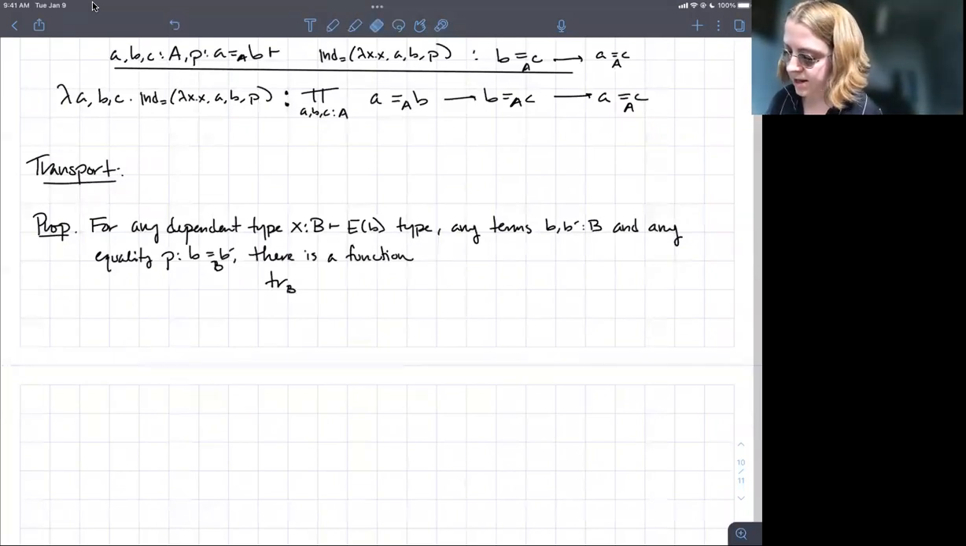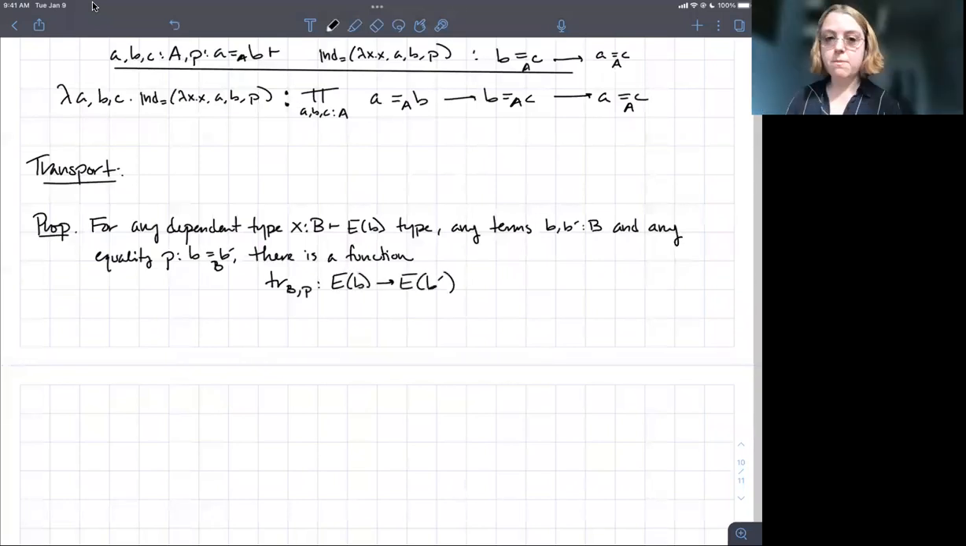Maybe I should put in more indices. Let's just put in P here. There's a function like this that goes from E_B to E_B prime. Okay, so if we're looking at a dependent type and we have an equality in B, which we can kind of think of as not exactly a function, but a path, a way to move in some sense from B to B prime, then that's in some sense transmitted to something going on with the E's, right? So a path in the indexing type B becomes a function of these E's.